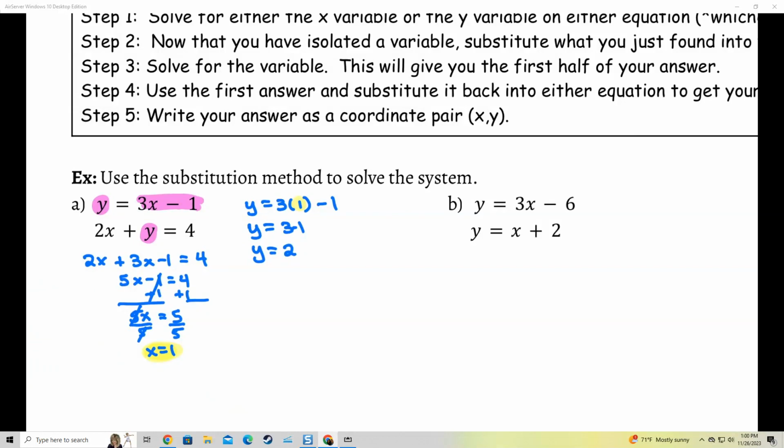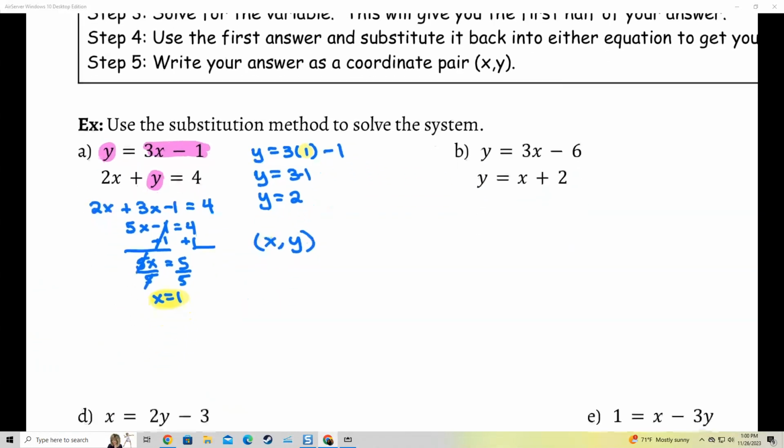So we need to write this as x comma y, which remember that my x value that I found was 1, and my y value that I found was 2. So 1 comma 2 is my solution to this system. If we were to go back to it, what I'm trying to tell you is if I graph both those equations like we did yesterday, then they're going to cross each other at the coordinate 1 comma 2. That's where they're going to intersect each other. And that's it. All right.